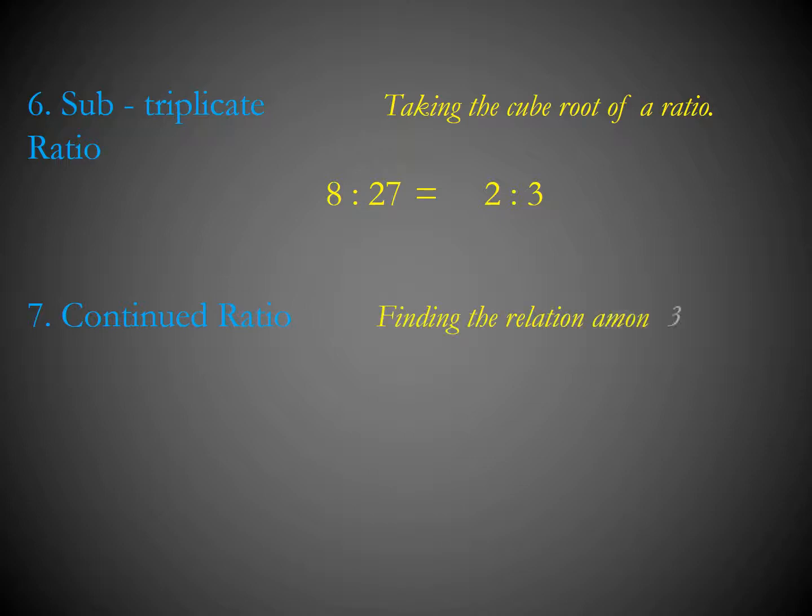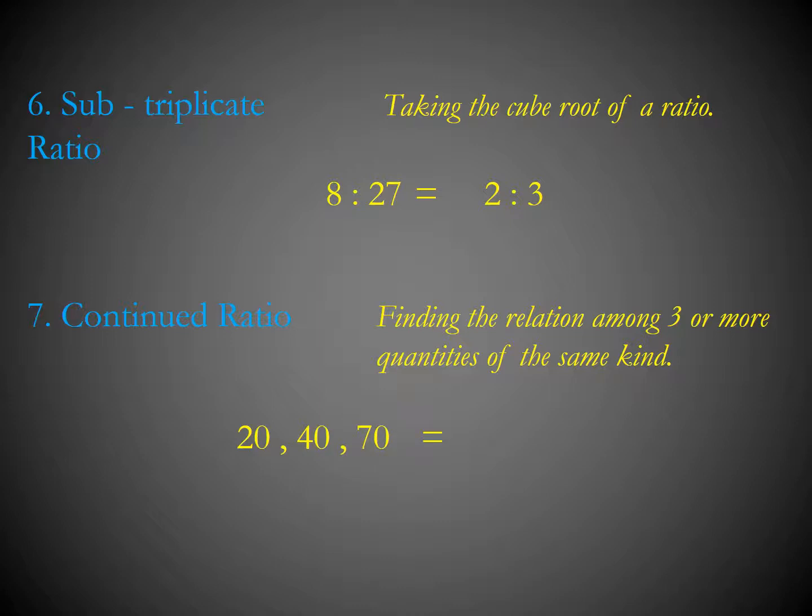Continued ratio means finding the relation among 3 or more quantities of the same kind. For example, 20, 40, 70. I ask you to find its continued ratio. Its continued ratio will be 20:40:70, which will be 2:4:7. Doing it in lowest forms.